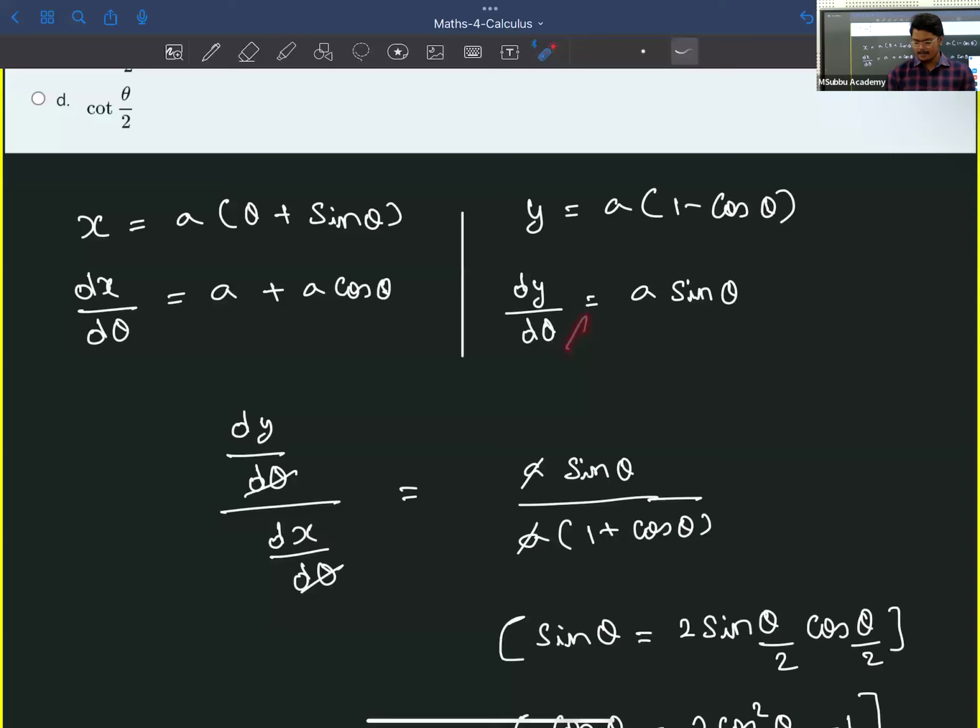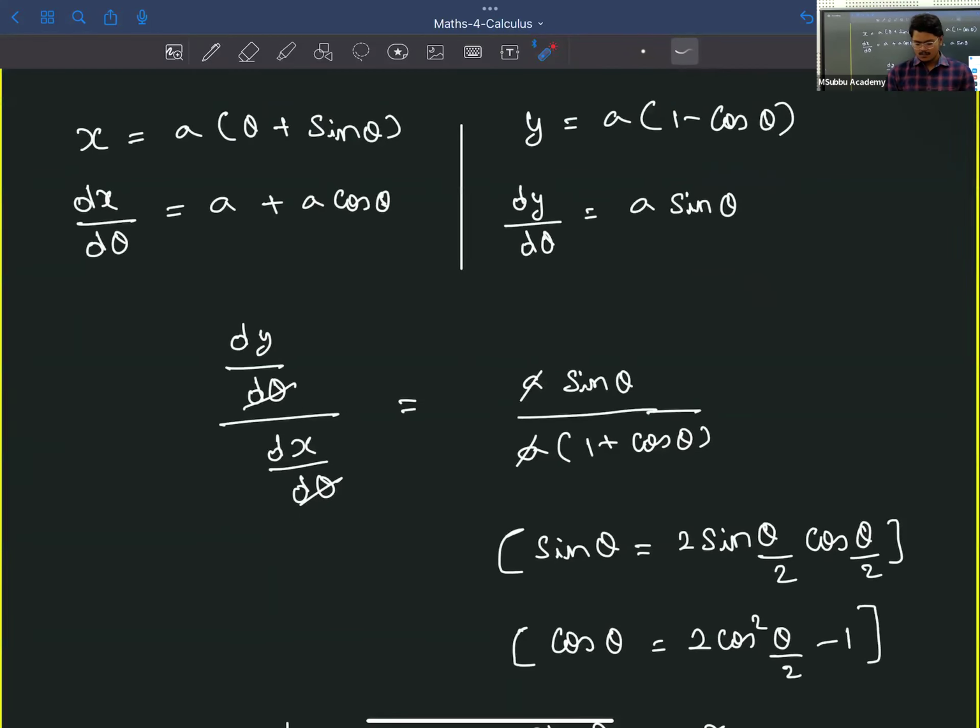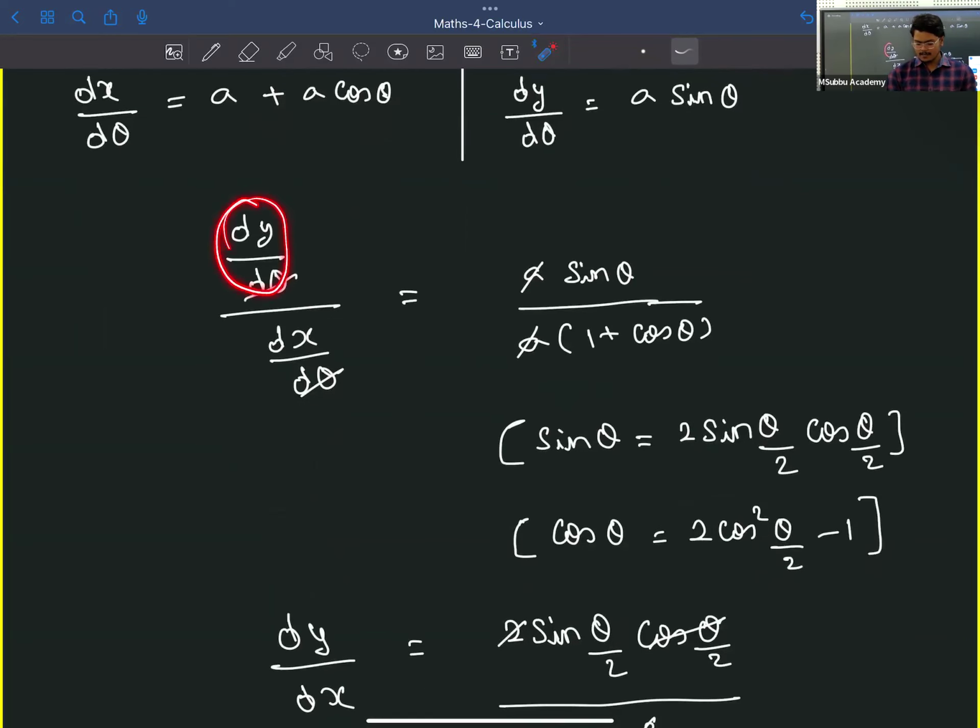Similarly, dy by d theta. Multiply a to both the terms. The differentiation of the constant term is 0. Then for minus a into cos theta, a comes out, and the differentiation of cos theta is minus sine theta. So minus sine theta into minus a is nothing but a sine theta. Now we divide those two, dy by d theta by dx by d theta. This is a sine theta by a into 1 plus cos theta. The a gets cancelled, giving sine theta by 1 plus cos theta.